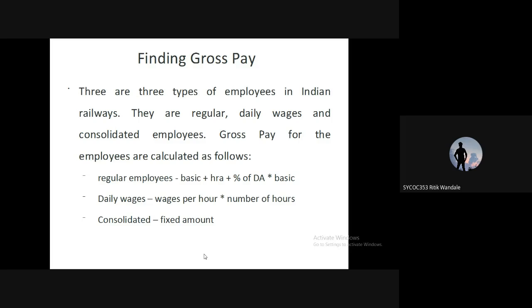See, here we will understand polymorphism. The calculation changes with the time and other things. In the consolidated, there is a fixed amount. It is not affected by anything. In daily wages, there are two factors which are affecting it, which are wages per hour and number of hours. And in regular employees, it is dependent on basic, HRA and DA percentage.